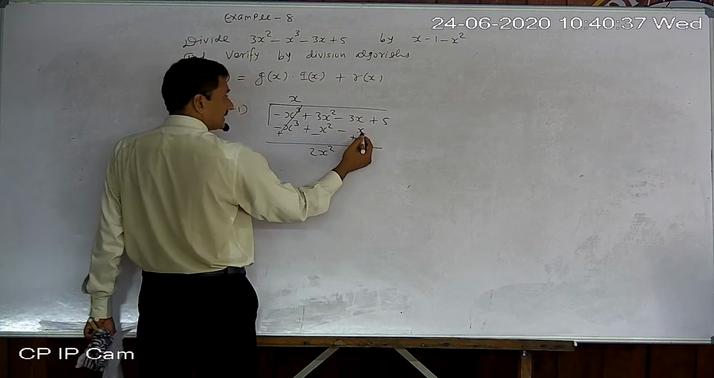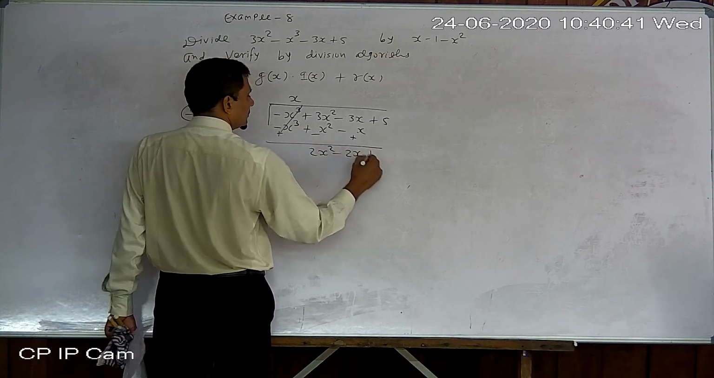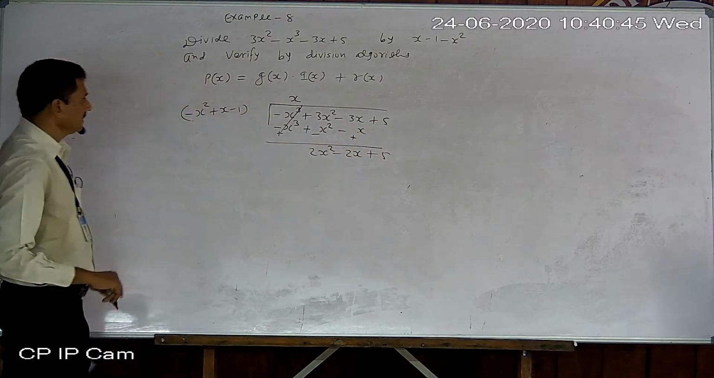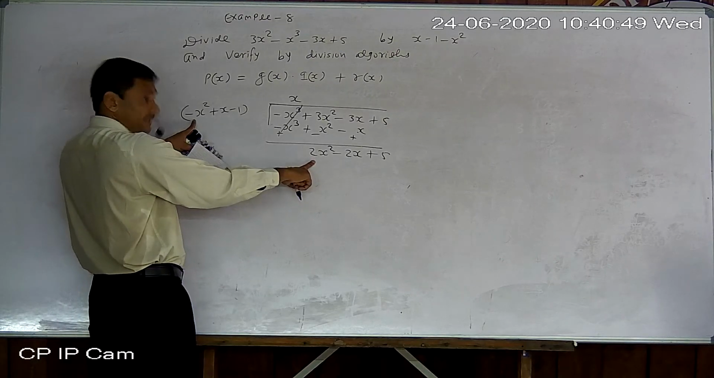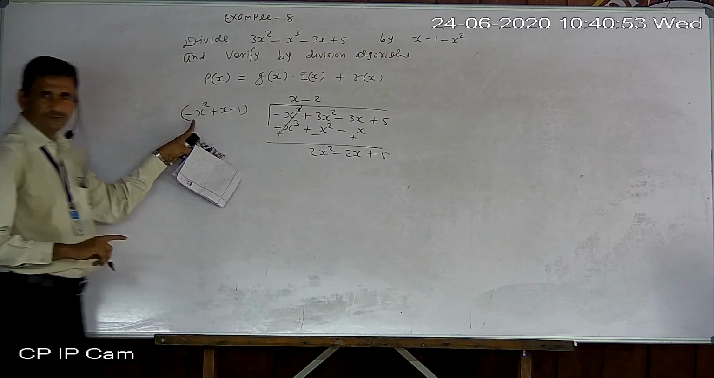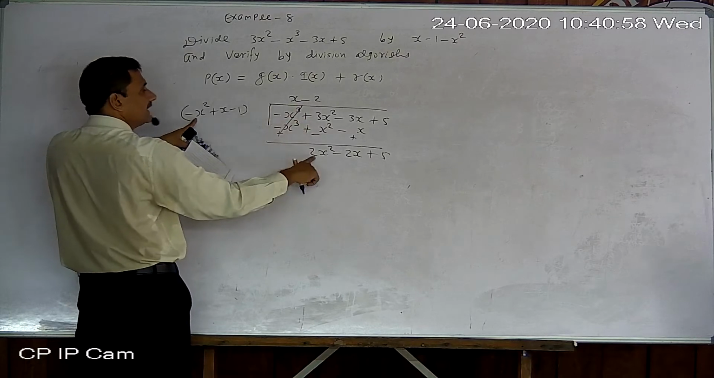Minus 3x plus x, minus 3 plus 1, minus 2. Okay, minus 3x plus 1x, so minus 2x. Now look here. From minus x square we want 2x square, so I have to multiply by minus 2, so that it becomes minus minus plus, and 2 is not there, so we get 2.